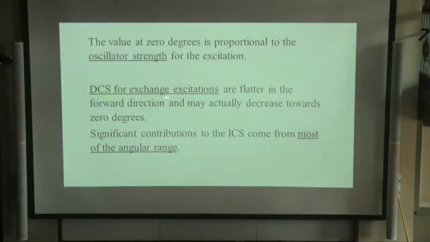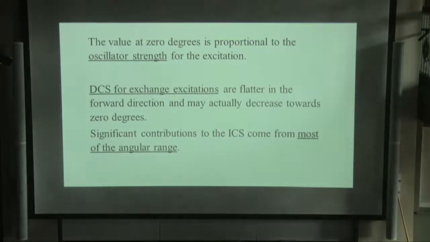So here, if we take a look at the exchange excitations, they're quite different, as I pointed out. They're flatter in the forward direction, and maybe decrease there. And we get a contribution to the integrated cross-section from all angles, not just the forward peak, but there's significant contributions from the whole angular range. So in other words, if you want to get a good integrated cross-section here, you do have to get accurate values for the differential cross-section over the whole angular range.